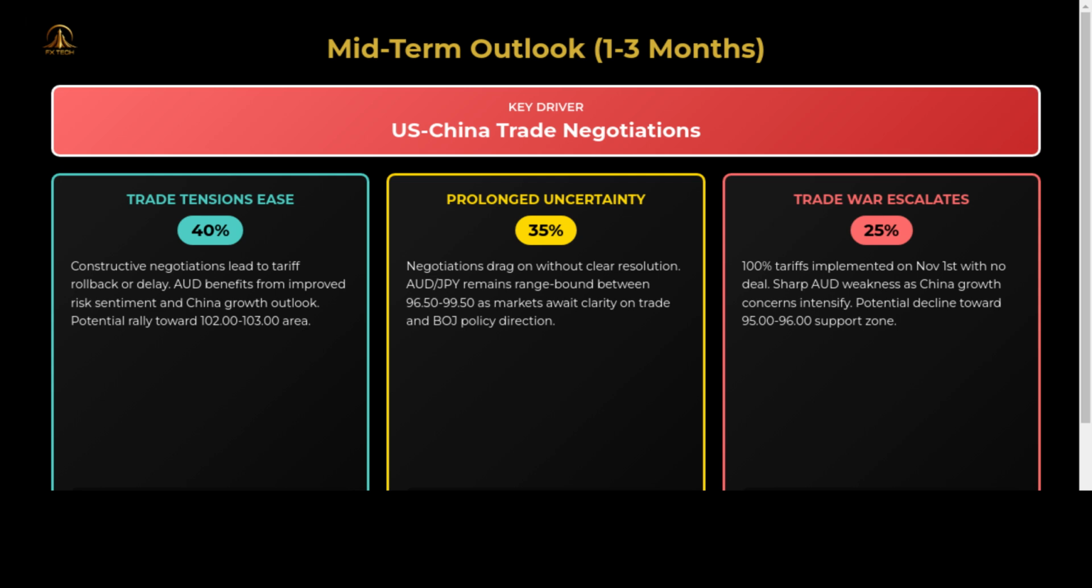A 35% probability scenario involves prolonged uncertainty where negotiations drag on without resolution, keeping AUD/JPY range-bound between 96.50 and 99.50. The 25% probability negative scenario involves trade war escalation, with 100% tariffs implemented on November 1st, causing sharp AUD weakness and potential decline toward 95.00 to 96.00 as China growth concerns intensify.